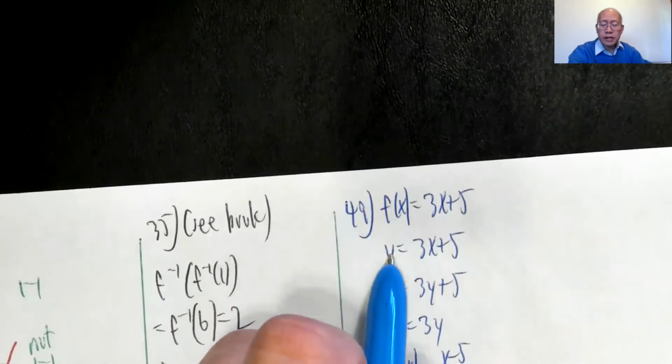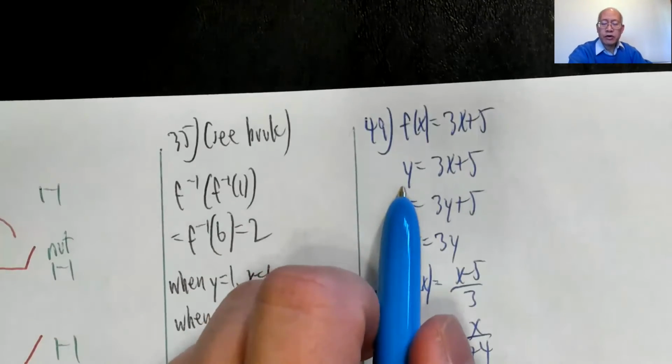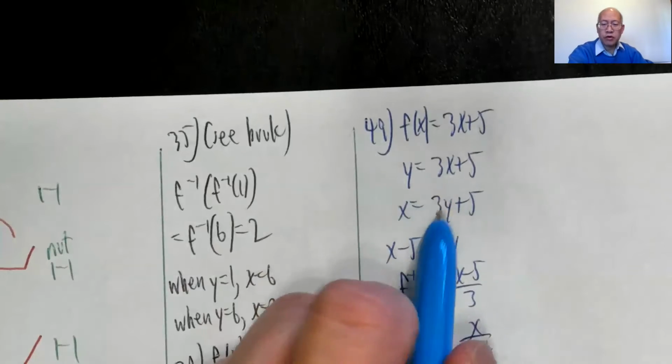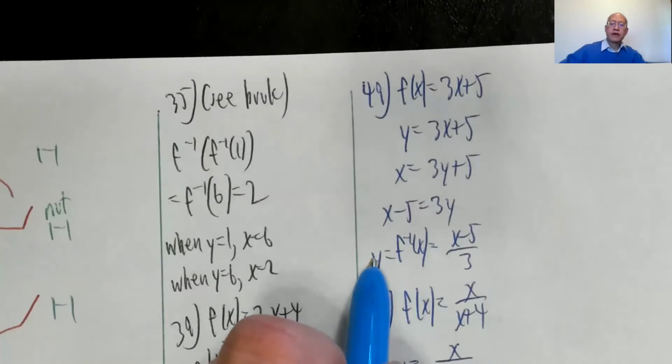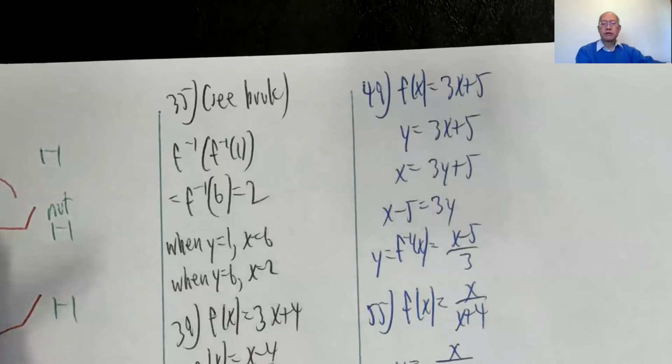Find the inverse of a function. Call this y, then you switch around x and y. Everywhere you see y, call it x. Everywhere you see x, call it y. Then you just solve for y. So subtract 5, divide by 3. So f inverse of x is x minus 5 over 3.